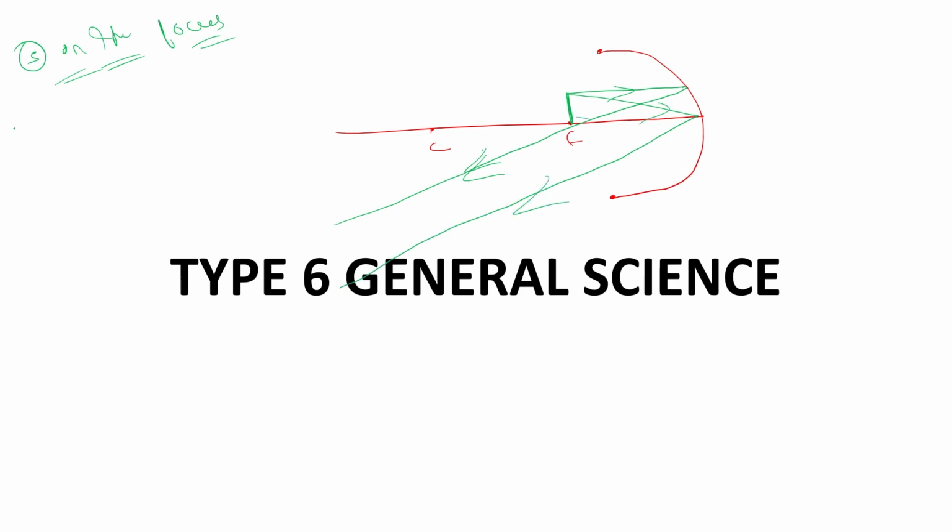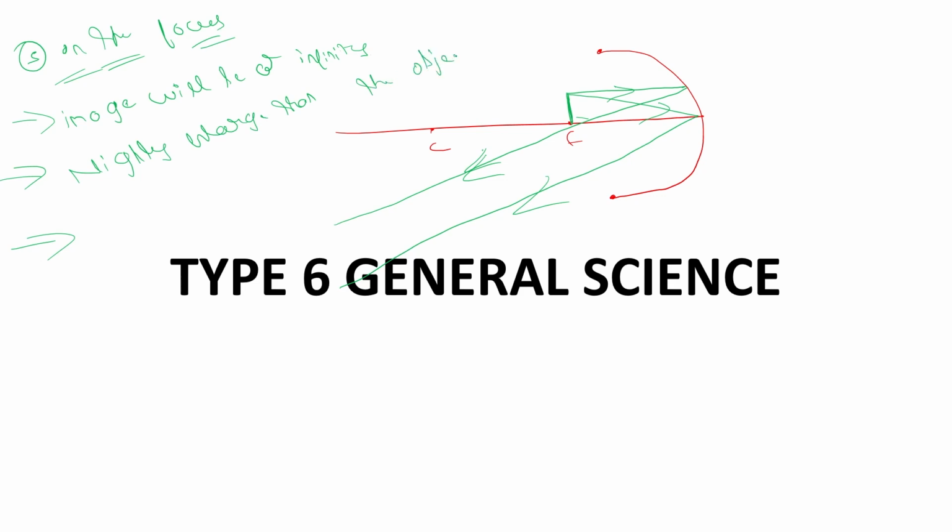Now in this case, there are 3 points to discuss. First, the image will be at infinity, because there are parallel lines and there is no certain point where they meet. So we assume the image will be formed at infinity. Second point, highly enlarged compared to the object. And the third point, real and inverted.